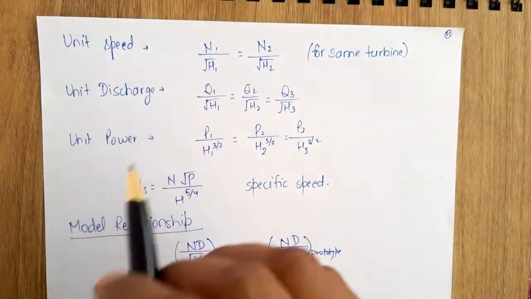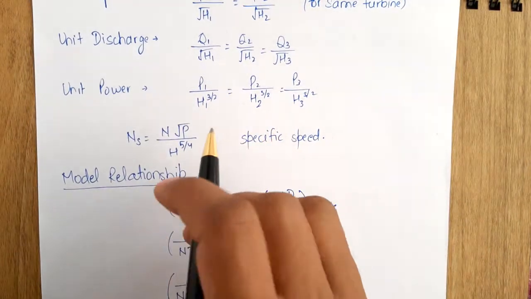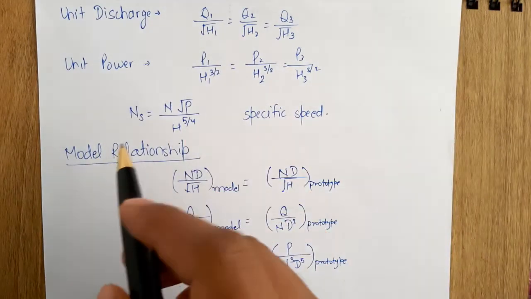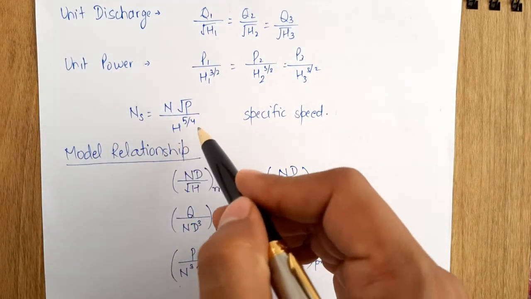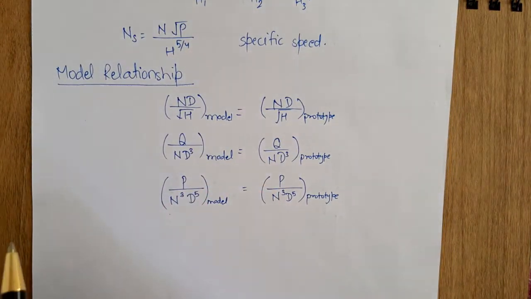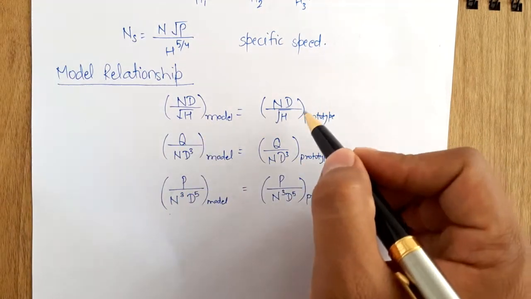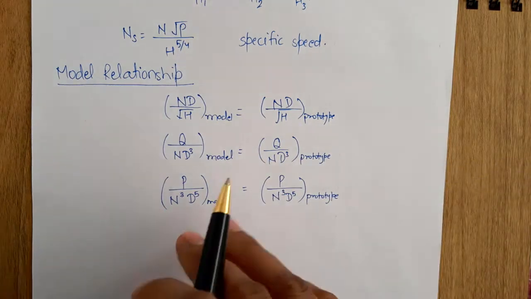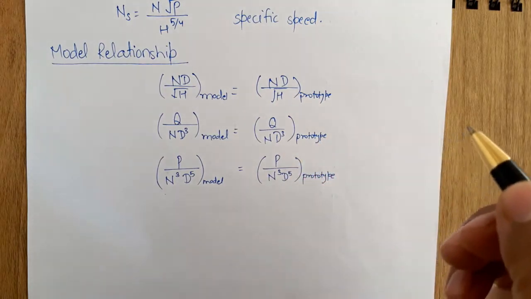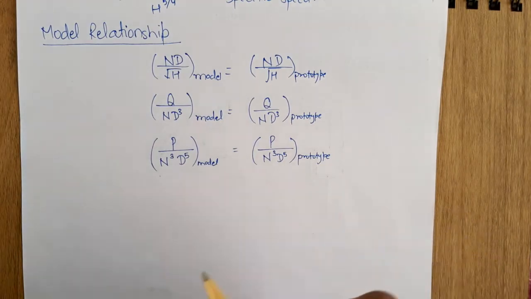Now unit discharge is Q1 upon root H1 equal to Q2 upon root H2 equal to Q3 upon root H3, and unit power is P1 upon H1 raised to power 3 by 2, equal to P2 upon H2 raised to power 3 by 2, equal to P3 upon H3 raised to power 3 by 2. Now specific speed can be given by N root P upon H raised to power 5 by 4. We have already seen specific speed. Now the model relationship between the model and the prototype can be given by ND upon root H of the model equal to ND upon root H of the prototype. If discharge is given, then Q upon ND cube of the model equal to Q upon ND cube of the prototype, and in terms of power, P upon N cube D raised to power 5 of the model equal to P upon N cube D raised to power 5 of the prototype.